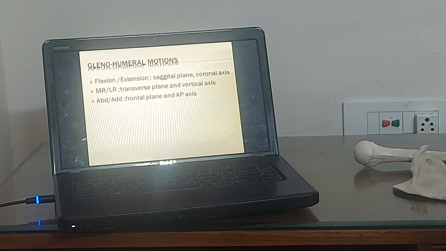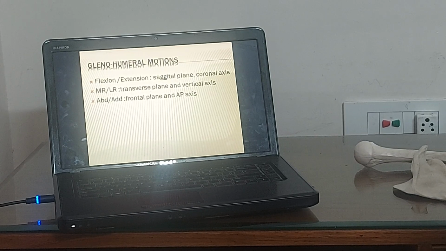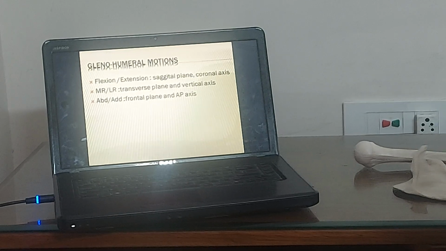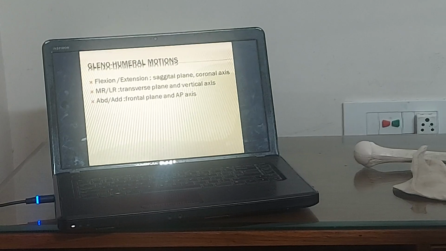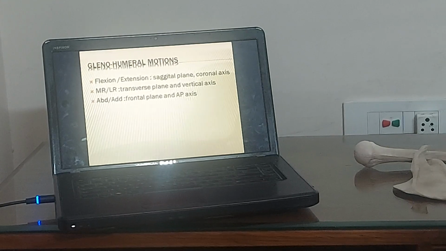Good morning, students. We are studying biomechanics of the shoulder complex, and today we will study the kinetics and the kinematics of the glenohumeral joint. This will be the last video on the shoulder complex. Now, to understand the kinetics and kinematics of the glenohumeral joint, we need to know the osteokinetic motions of the glenohumeral joint.